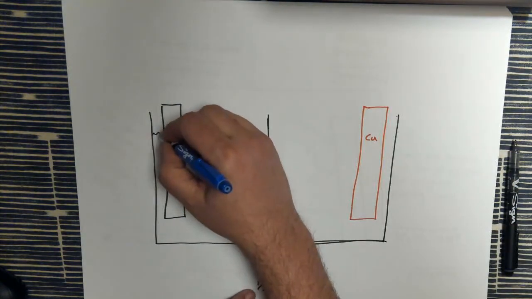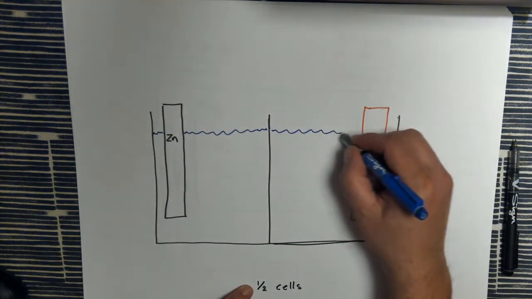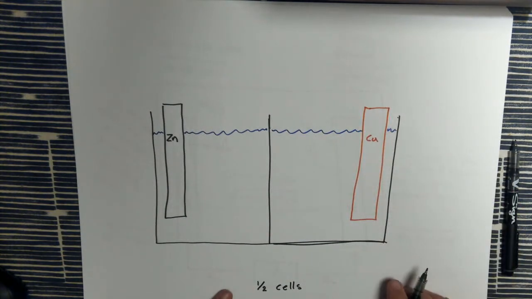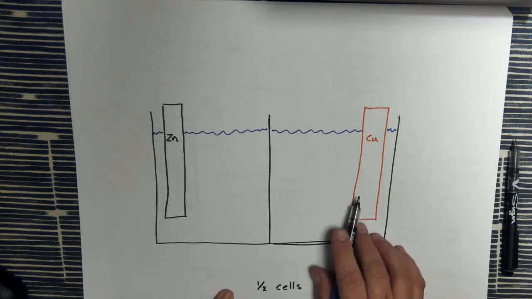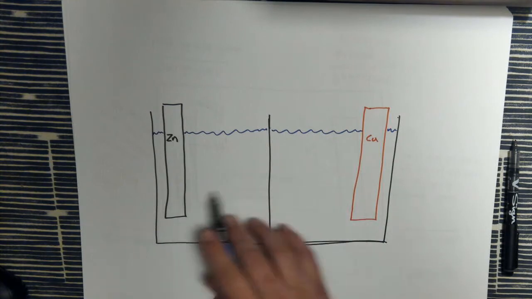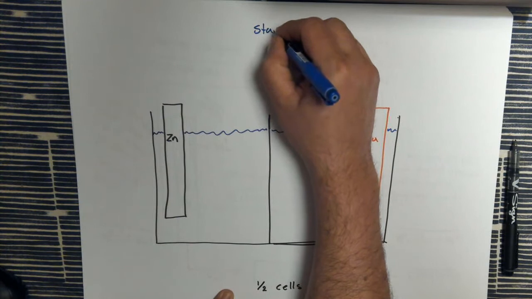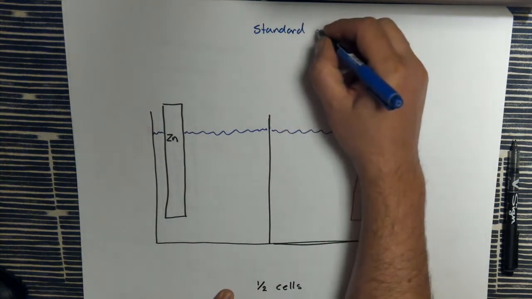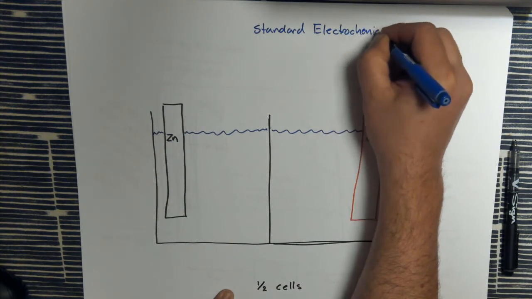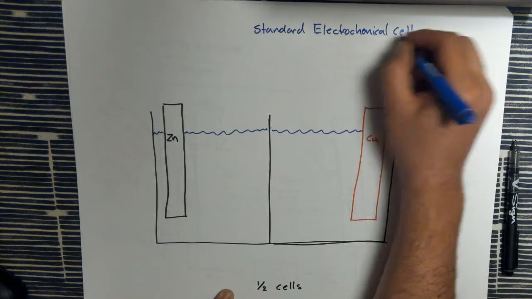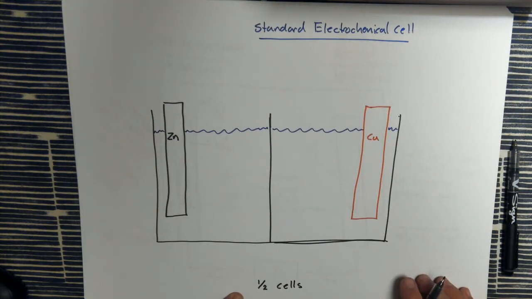What Daniell realized, and he was a French chemist, maybe physicist, is that you can get a very accurate measurement of the exact electropotential between these two by creating what he called then a standard electrochemical cell, or what came to be known as a standard electrochemical cell.